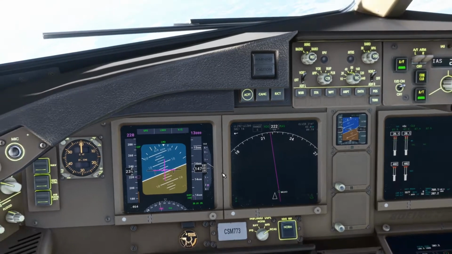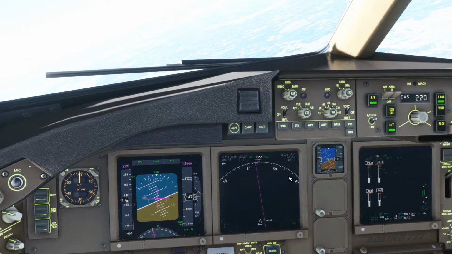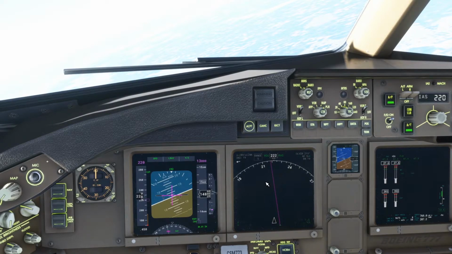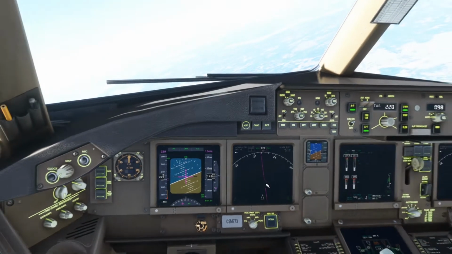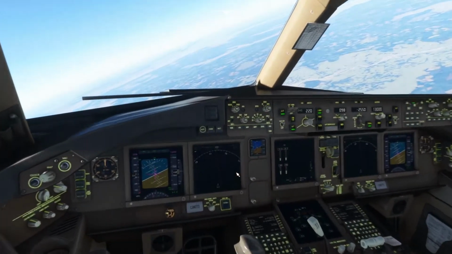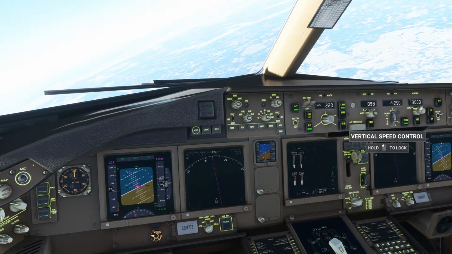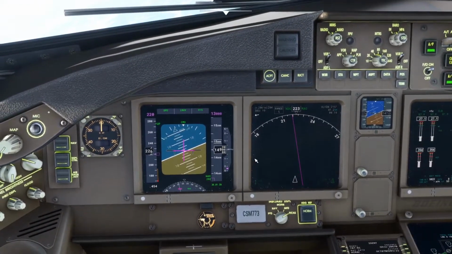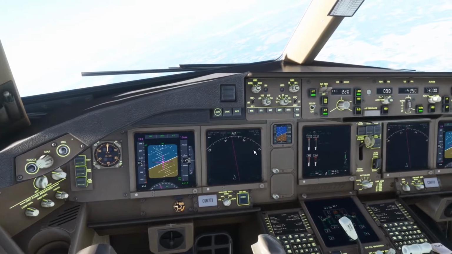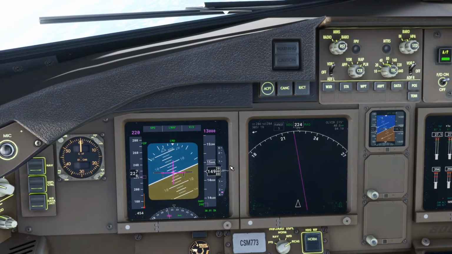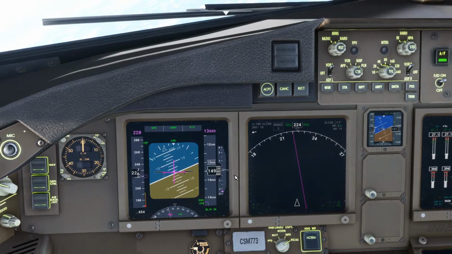So this usually happens when you are going at a high speed. That's why I've reduced it to 220 knots. Okay, so you can see the plane is not descending. Let's see if I increase the vertical speed, rather decrease it further to 4,250 feet per minute. Let's see what happens. You can see the plane is constantly climbing. There is a constant increase in the altitude.